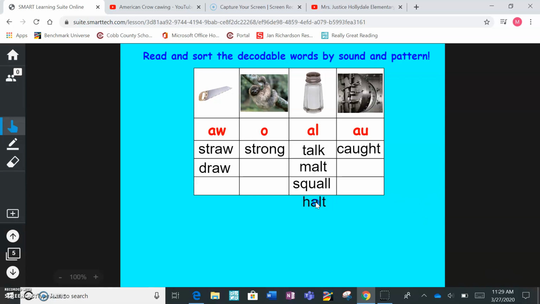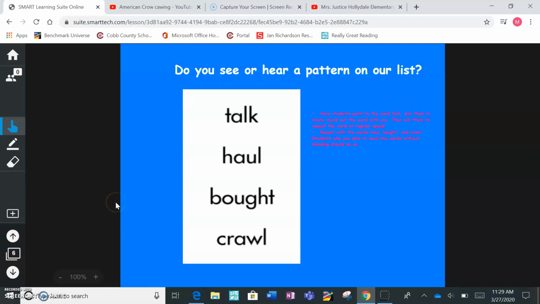Right here. And look, they didn't give us enough boxes, but that's okay. We're learning lots of ways to spell and hear the ah sound. All right, let's do some more reading. This word, let's see if you can read that, because that is kind of like a sight word, like walk. If you can read walk, you can read talk.